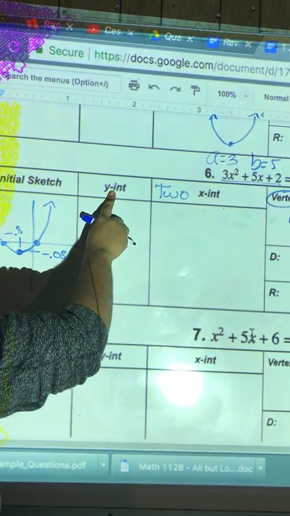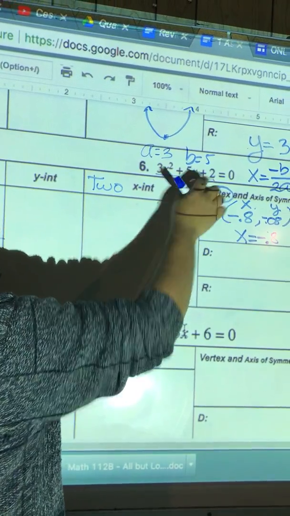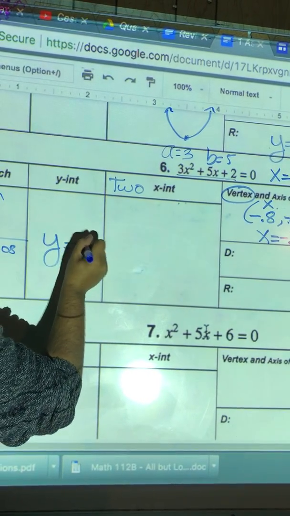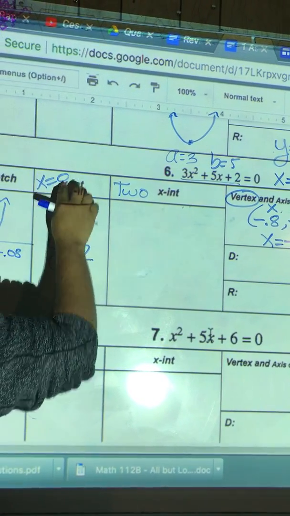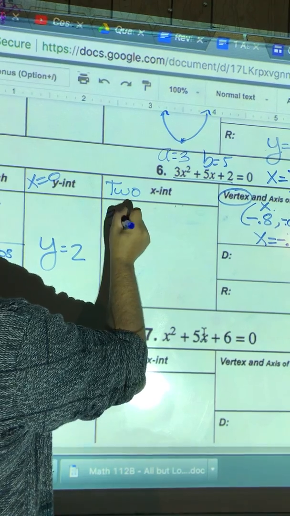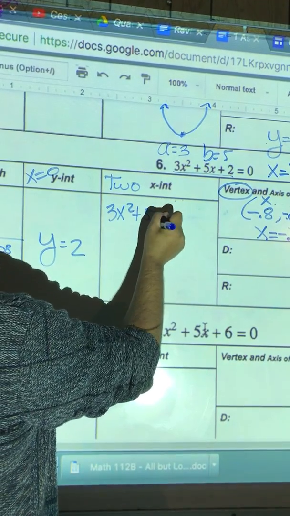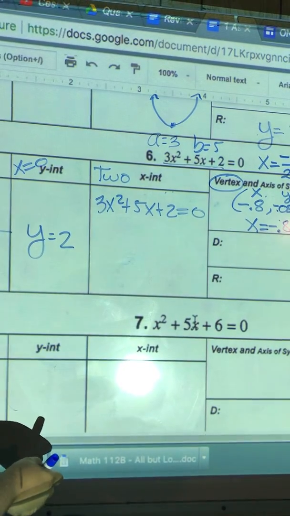Now the y-intercept, because I am in standard form, is really just my c value. So I know it's y is equal to 2. But if you forget that, just plug in x equals to 0 and you get the same way. For this one, because it does have a non-1 value as a, I'd rather you do factoring.